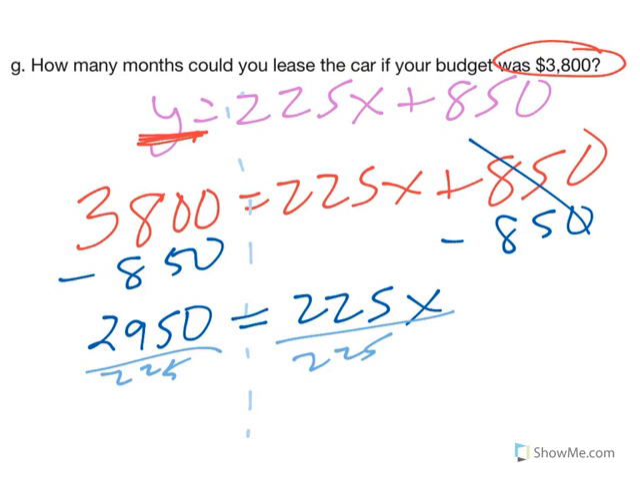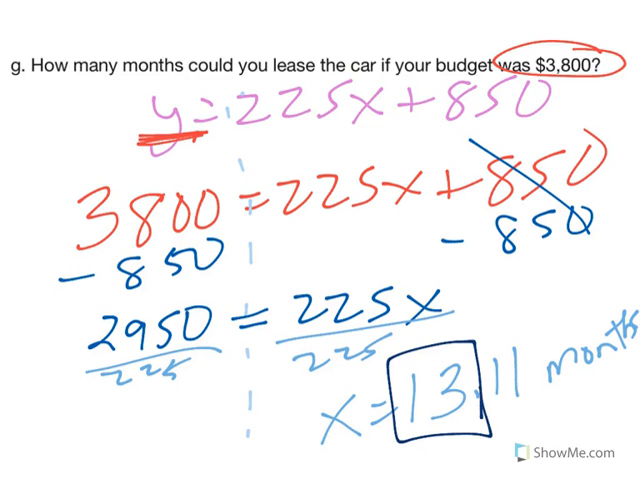Now, when you do that, you get x equals 13.11 months. Is a car company going to say, hey, you go ahead and keep that for 0.11 months? No. You do total months. Now, can I round that up to 14 months? No. You can't pay for 14 months. You can only pay for 13. So your answer to this question is 13 months. That's how many months you can lease this car.